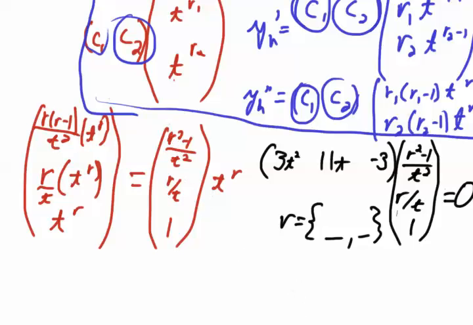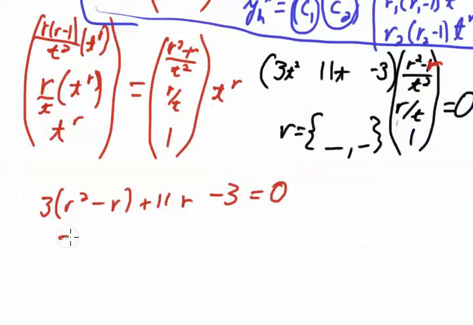In any case, we can go through this. 3t squared over t squared. First of all, this is supposed to be r squared minus r, not r squared minus 1. And then we can just go 3 times r squared minus r plus 11 times r minus 3 equals 0. So we'll have the 3r squared, and then 11r minus 3r is plus 8r, and then minus 3 equals 0.